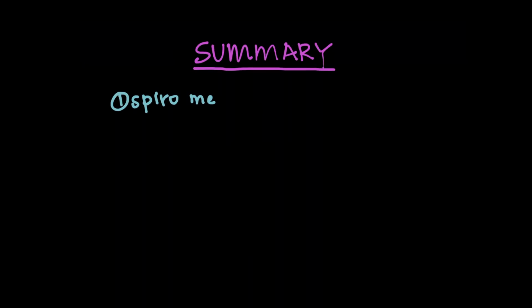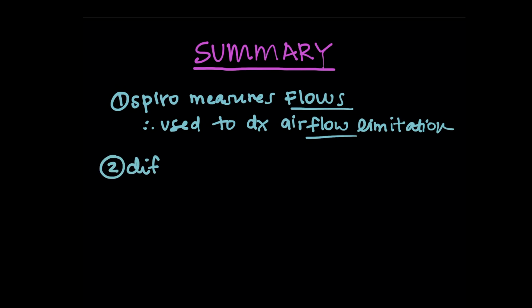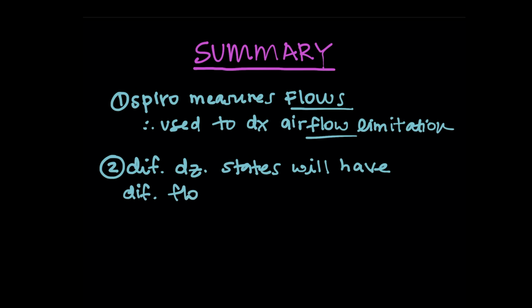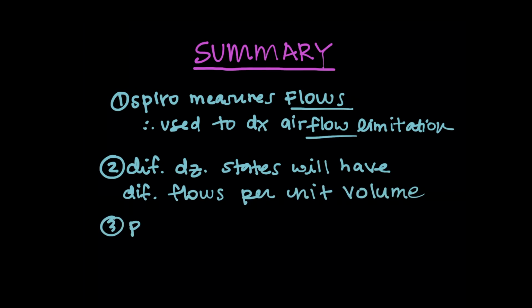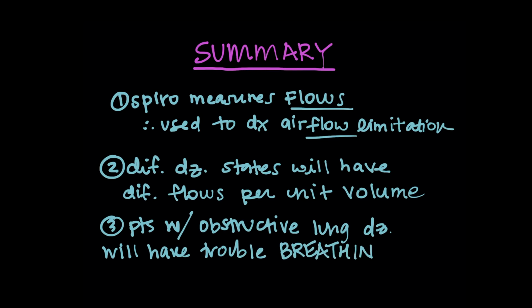All right, so in summary, number 1, spirometry measures flows. So therefore it's used to diagnose airflow limitations. Number 2, remember, different disease states will have different flows per unit volume. And so that's important to remember too. Number 3, patients with obstructive lung disease will have trouble breathing out. And that's the whole point. That's what you measure on spirometry. So that's all I got.